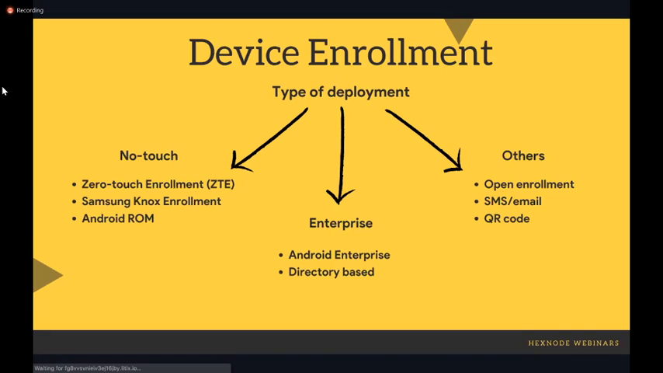We also do support enrollment using SMS and email-based authentication. So you could just send a request to the end users with the instructions and the credentials to get their devices enrolled. And lastly, we also do support QR code-based enrollment for Android devices, where you could just scan a QR code from your email or from the Hexnode account and get your devices enrolled.